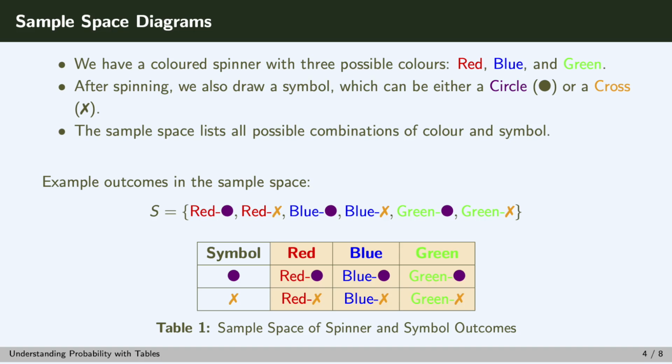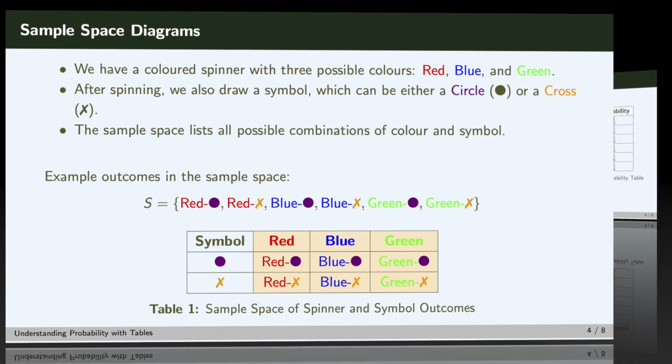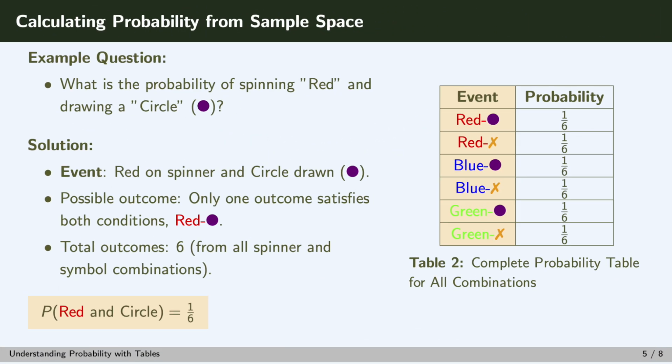If we want to know all possible outcomes, we can look at each cell in the table and list them all out. So in our table, we'd find red with circle, red with cross, blue with circle, blue with cross, green with circle, and green with cross. That's our complete sample space or two-way table. Feel free to pause here and look over the table if you'd like. Then let's turn to the next slide and keep going.